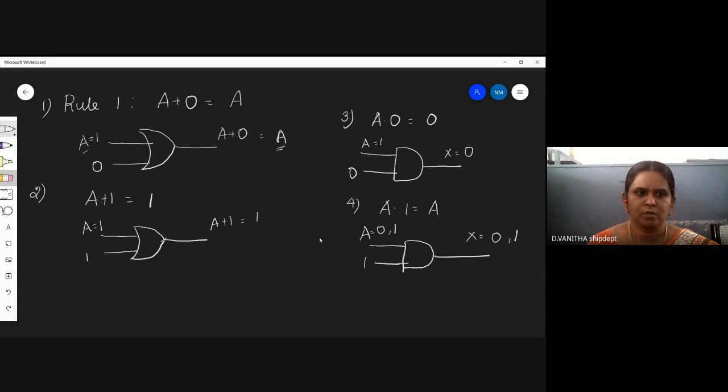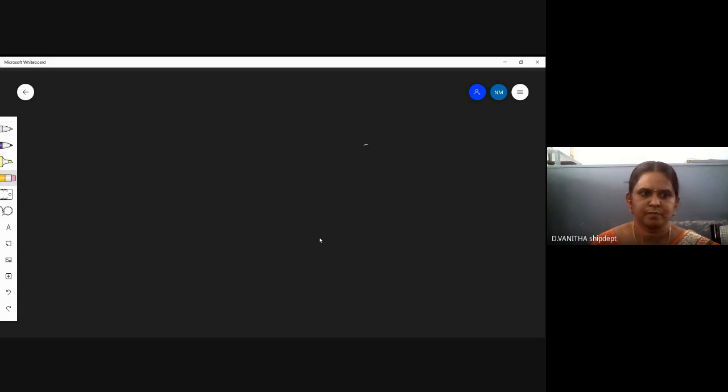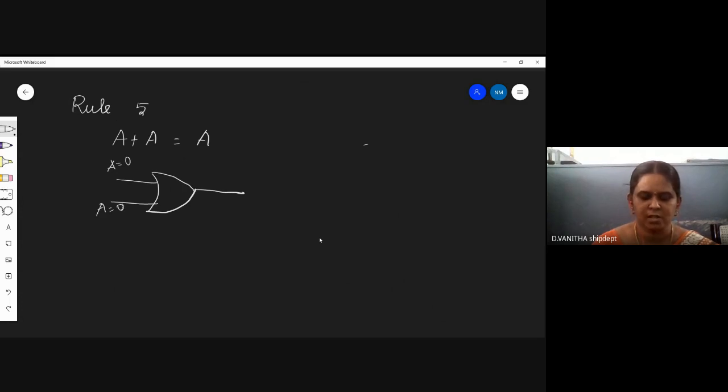Fifth rule, we can take rule 5: A plus A equal to A. So for that we have to draw the OR gate. So this is the OR gate. A is equal to 0 and this is equal to 0. So both are equal to 0 means we are getting X equal to 0. Next we have to take A is equal to 1, then the other A is equal to 1.